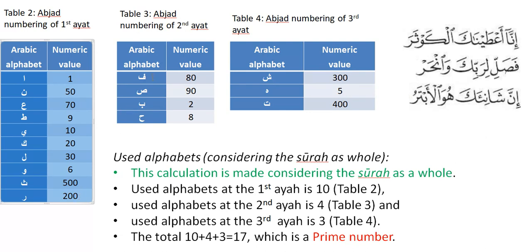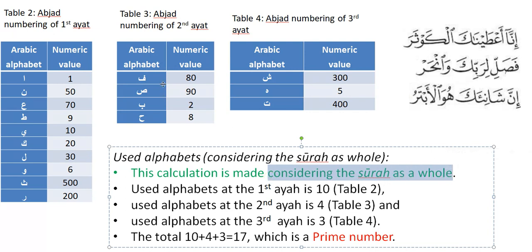Then in the second ayat, fasolli li rabbika wanhar. Fa is the first time appearance. Swad is the first time appearance. Therefore, fa and swad are placed. Lam is actually seen in the first ayat. Suppose inna a'tainaka al-kawthar, the 'al' here has lam, so lam is not placed here. We have placed the alphabets as per the first appearance, considering the surah as a whole. Therefore, lam is avoided here.